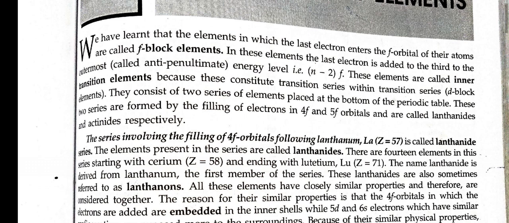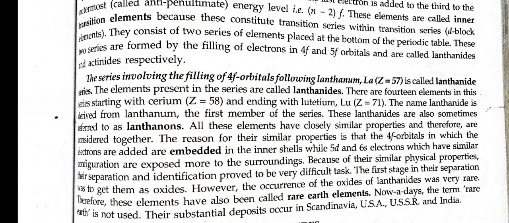There are 14 elements in this series starting with cerium and ending with lutetium. The name lanthanide is derived from lanthanum, the first member of the series. These lanthanides are also sometimes referred to as lanthanones. All these elements have closely similar properties and therefore are considered together. The reason for their similar properties is that the 4f orbitals in which the electrons are added are embedded in the inner shell, while 5d and 6s electrons which have similar configuration are exposed more to the surroundings. Because of their similar properties, their separation and identification prove to be a very difficult task.